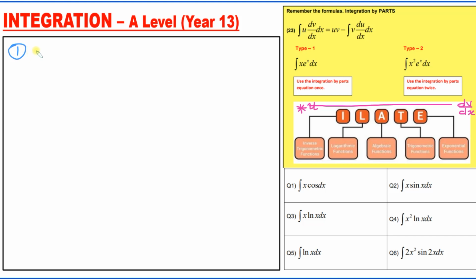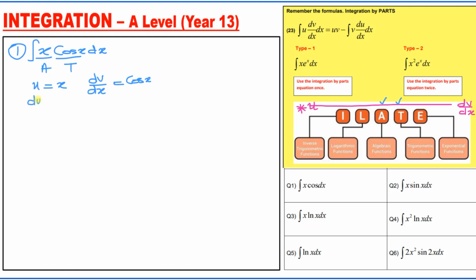The first question we are going to do is integrating x cos x dx. Now, by looking at the question, this is integration by parts. Why is it integration by parts? Because x is an algebraic function and cos x is a trigonometric function. A and T, look at the order, A and T. T is closer to dv by dx, A is u. So algebra becomes u and the trigonometric function becomes dv over dx, which is cos x, right?